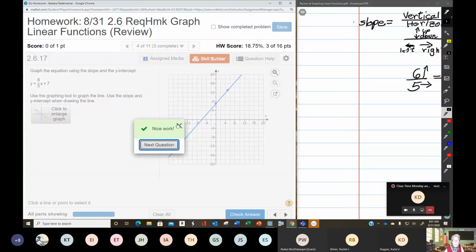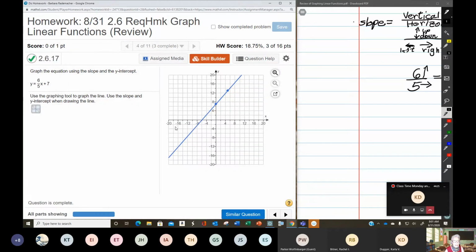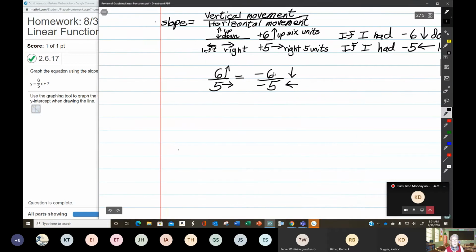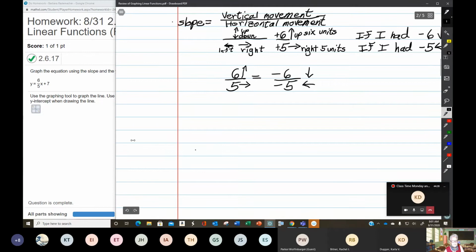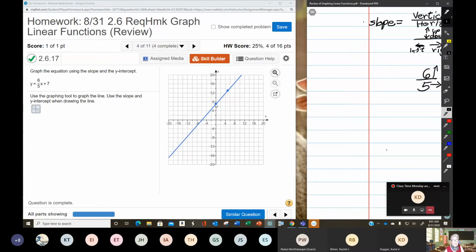Nice work! Okay, but I'm not ready to move on to the next answer because I want to show you what would happen if I had gone the other way. If I had gone down 6 and to the left 5. So here I am at 7. Now suppose I go down 6. 1, 2, 3, 4, 5, 6. And then to the left 5. 1, 2, 3, 4, 5. I'm still on the line.